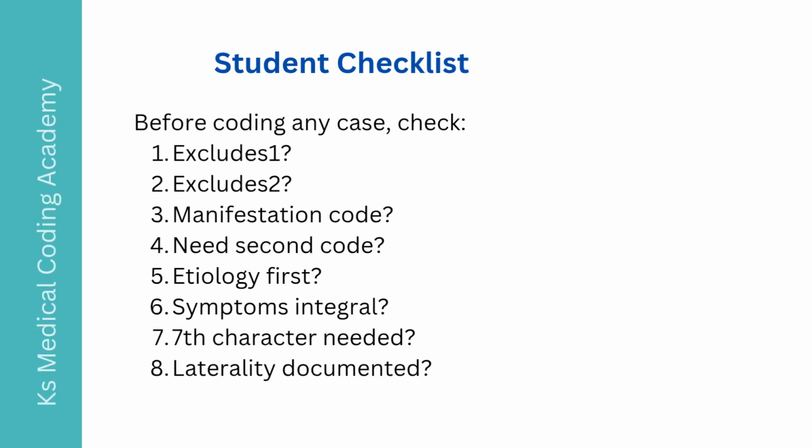Student checklist. Before finalizing any code, run through this checklist. Is there an Excludes 1? An Excludes 2? Is a manifestation code required? Do you need a second code? Is etiology sequenced first? Are symptoms integral? Is a seventh character required? Is laterality documented?